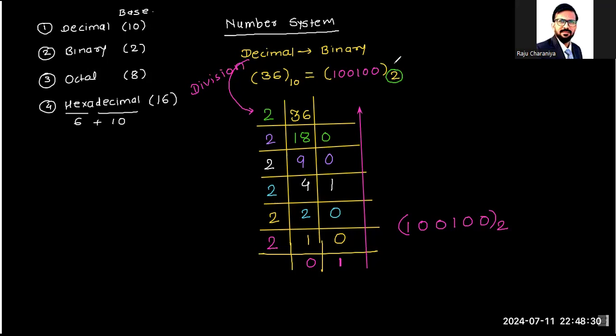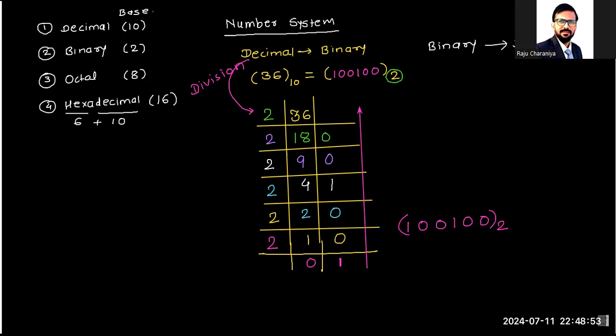Now, when we go from binary to decimal, what we'll do is the exact opposite of the division. That is multiplication, right? So this time we are going to do binary to decimal conversion. Okay, let's do this.